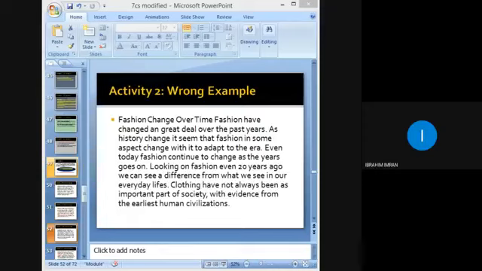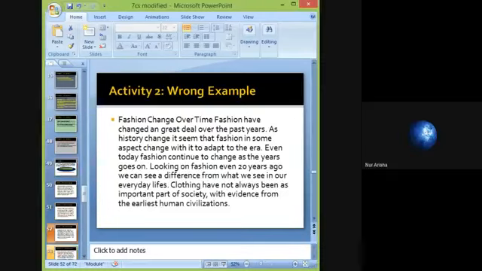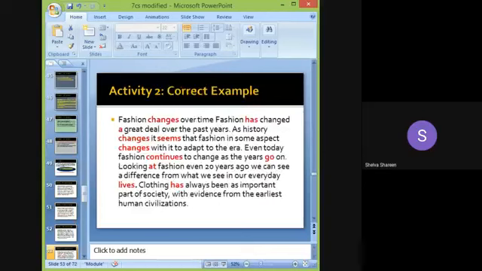Clothing has not always been an important part of society, with evidence from the early human civilizations. Okay, you people are picking out all the errors, but there is one error related to the information, and so far I'm waiting for someone to tell me that this is the error related to the facts. Nobody is talking about this. Ignore the error and just tell me. It should be: clothing has always been an important part of society. Yes, yes. Okay, let's see.